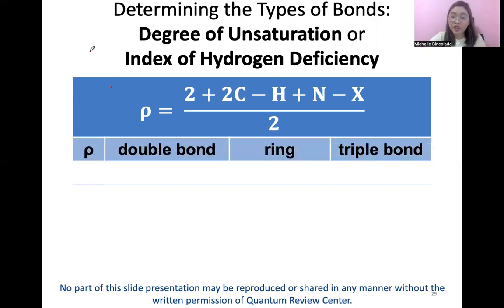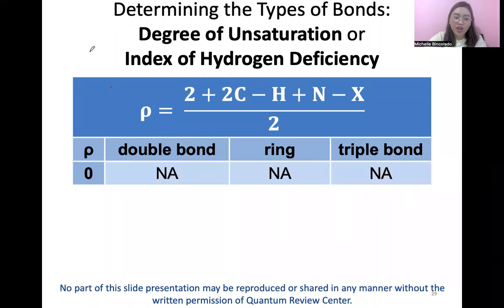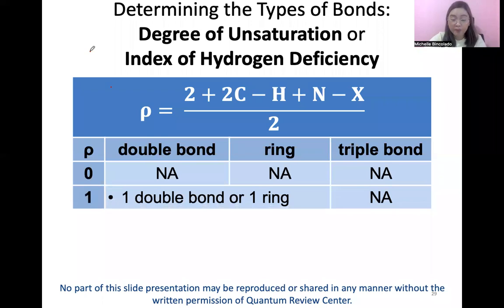Now, these are the consequences, guys. If you compute rho equal to 0, that means all single bonds only. You don't have a ring, you don't have a double bond, and of course, you don't have a triple bond. But if you get rho equal to 1, it means for the entire molecule, for the formula given, there's one double bond or one ring.